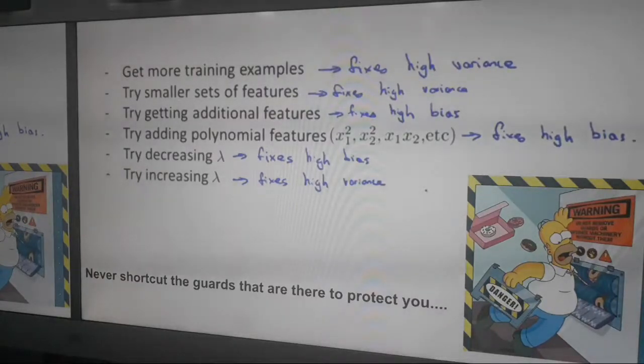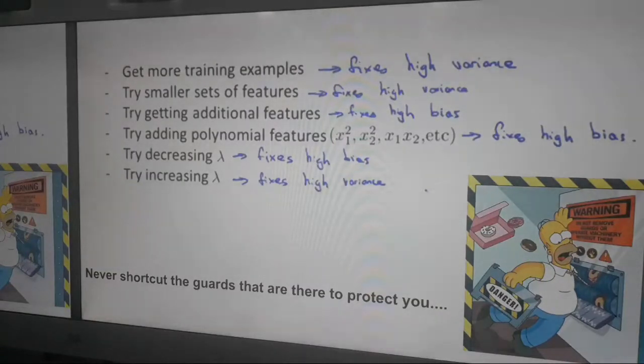So, trying additional features. Why do you try additional features? What problem is it going to solve? High bias. High bias implies underfitting. Increasing the number of features will make the model more robust. Yeah, that's right. Adding polynomial features, to fix what? High bias. Is it not the same thing?